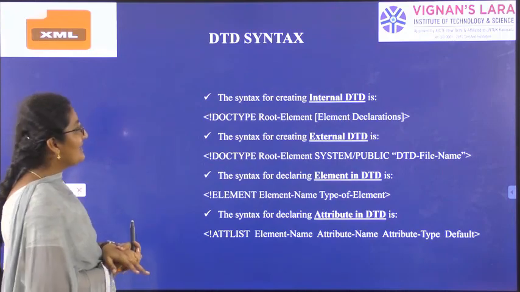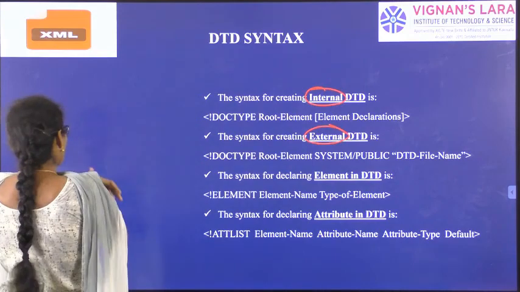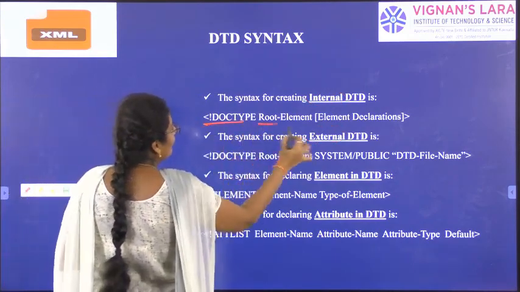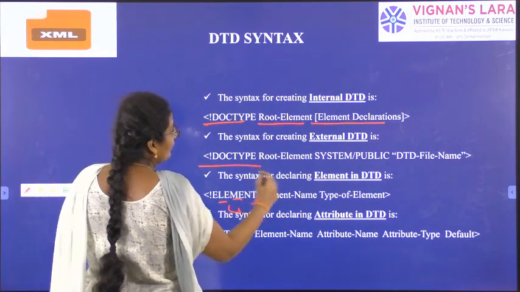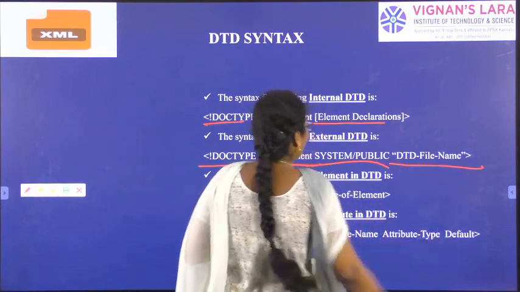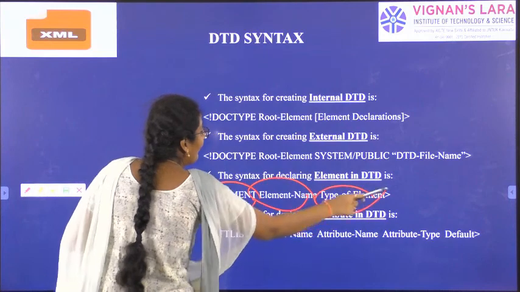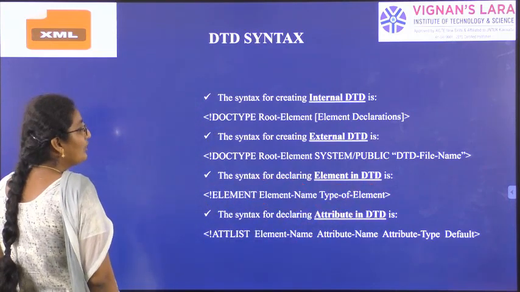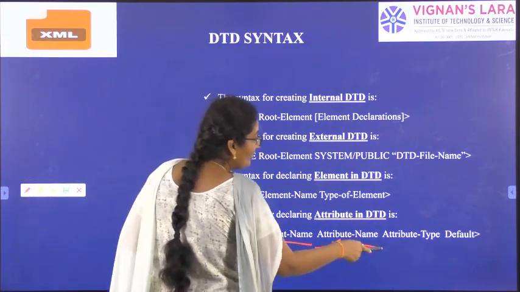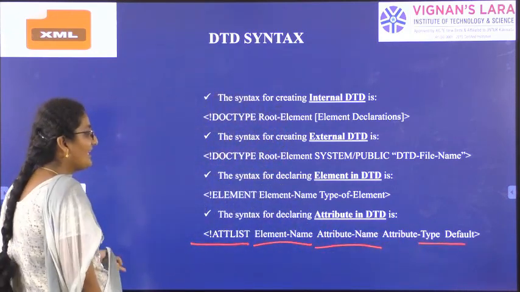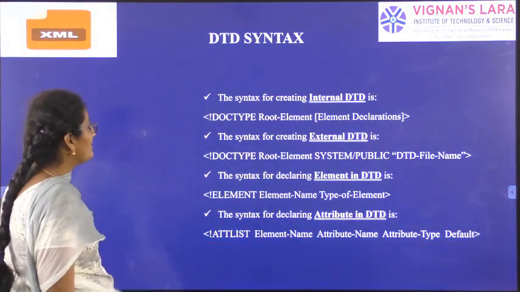Now what are the 2 new syntaxes we have? Syntax for internal DTD and syntax for external DTD. What is the syntax? Internal DTD: document type, root element, element declarations. External DTD: document type, root element, system or public, DTD file name. Then element name, type of element, declaration of element in DTD; attribute list, element name, attribute type, declaration of attributes. These are very important syntaxes and declarations in DTD.